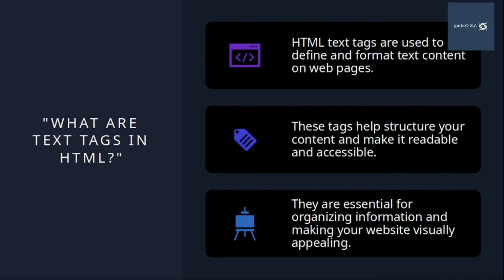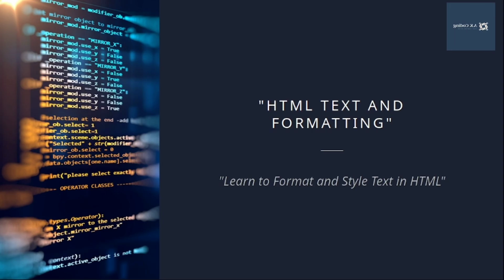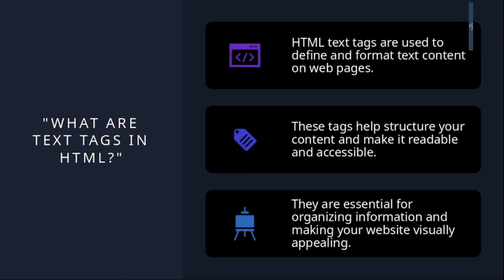So today, as I mentioned before, is about text and formatting. We'll talk about what is text, and in formatting how we will write code in HTML. So what are tags in HTML? HTML text tags are used to define and format text content on web pages. So we use them for formatting our web page, and also, as I mentioned in my first video, the tags that I taught you about, h1 to h6 and the paragraph tag.